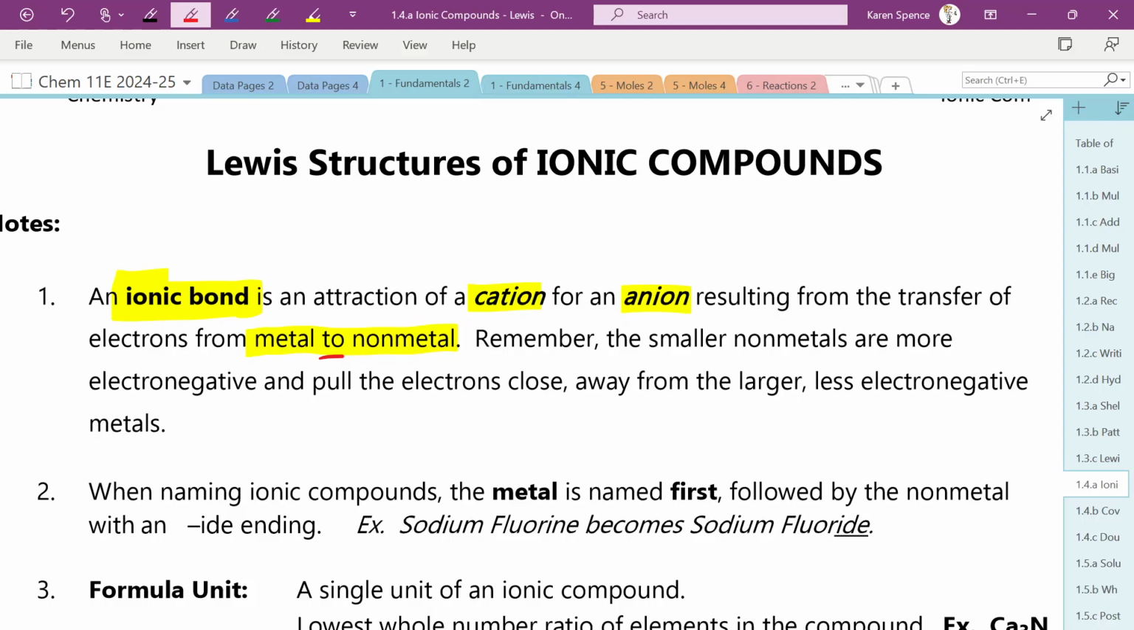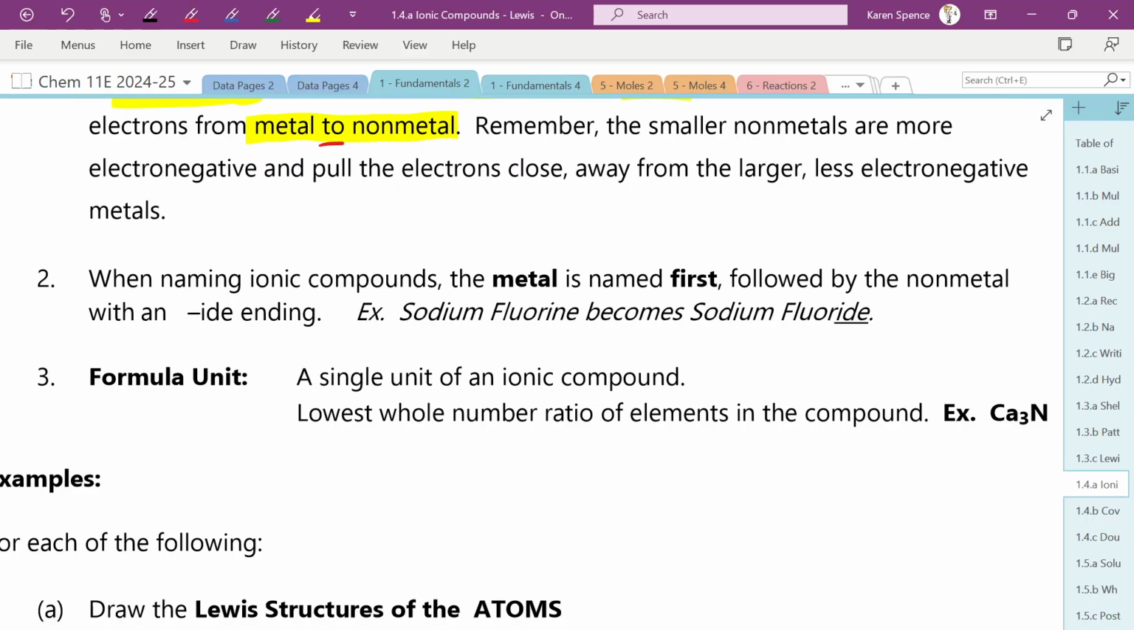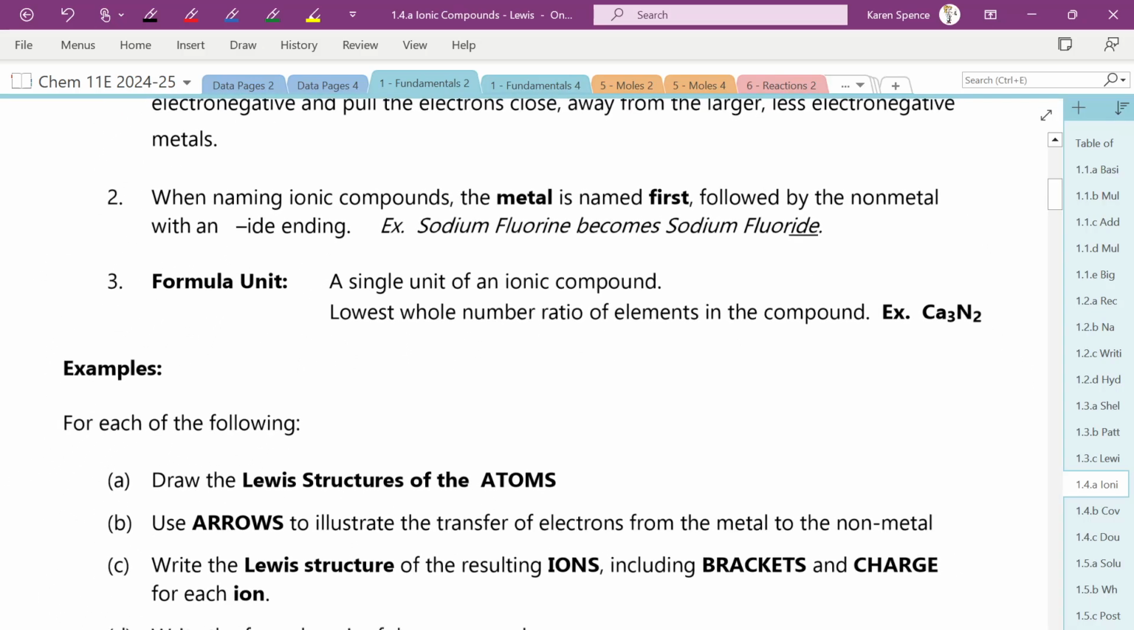Smaller metals are more electronegative. So we're just going to ignore that part because it's not relevant just yet. When naming ionic compounds, the metal is always first, and the second one is always "ide." Formula unit is a single unit of an ionic compound. You probably didn't need any of that.